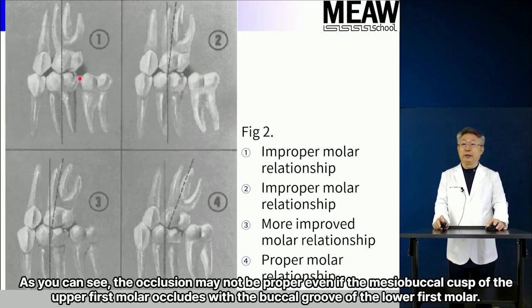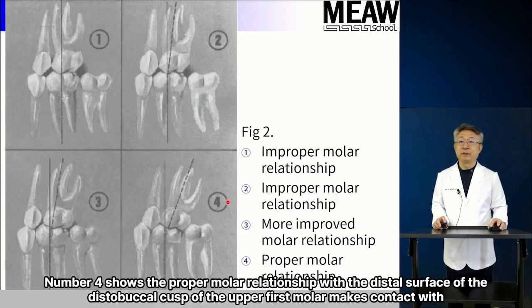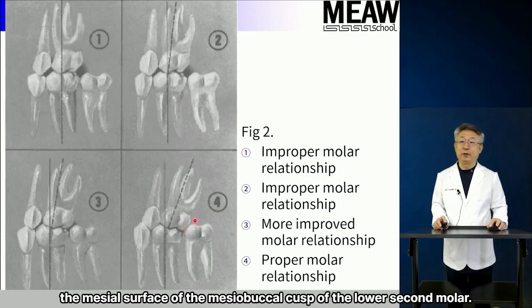As you can see, the occlusion may not be proper, even if the mesiobuccal cusp of the upper first molar occludes with the buccal groove of the lower first molar. Number 4 shows the proper molar relationship, with the distal surface of the distobuccal cusp of the upper first molar making contact with the mesial surface of the mesiobuccal cusp of the lower second molar.